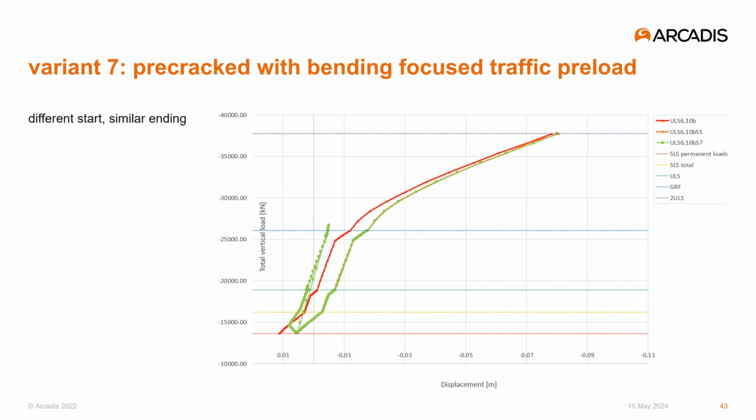Preloading and pre-cracking the girder with a traffic load at midspan gives the bending crack pattern a head start, so there's more deformation at the beginning. But again, at twice the ultimate limit state load, there's no difference anymore between the reference analysis in red and the variation shown in green.